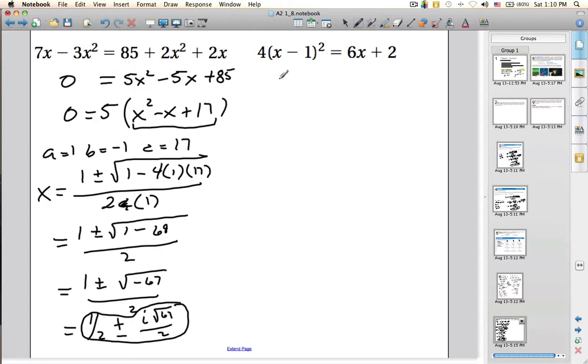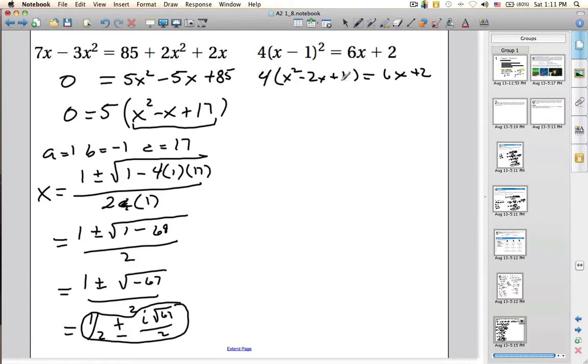All right, one more example here. Now this looks almost like it's in vertex form, and yet it's really not. So I'm going to square the binomial, multiply it by 4, and then combine like terms. Then I'll be able to set about solving. So this is going to be 4 times (x squared minus 2x plus 1), and that will be equal to 6x plus 2. And I got this by foiling this.